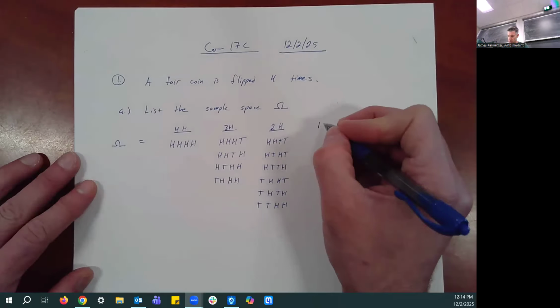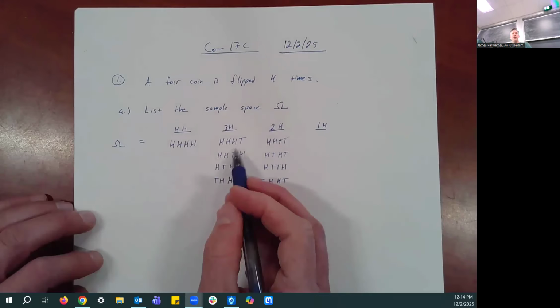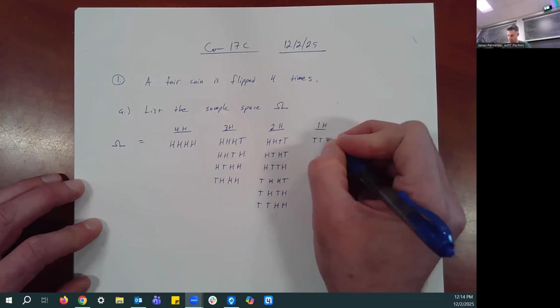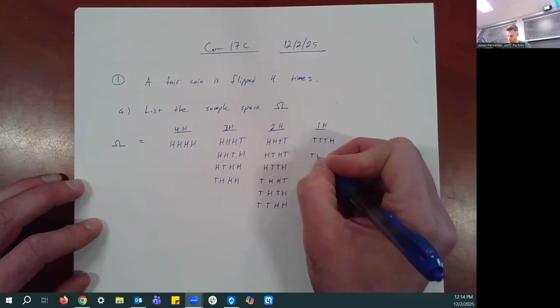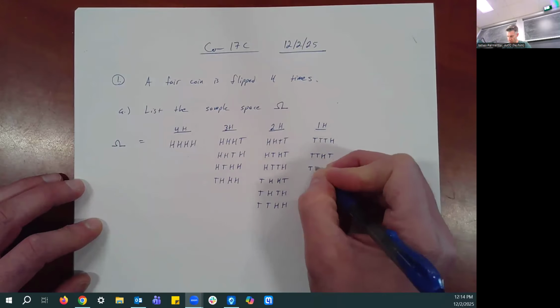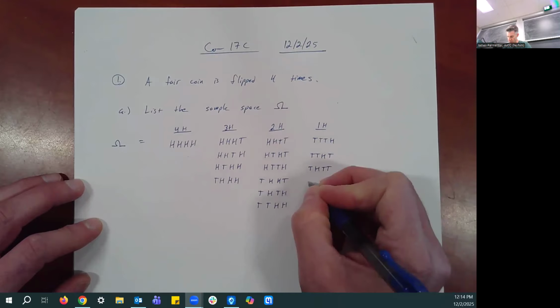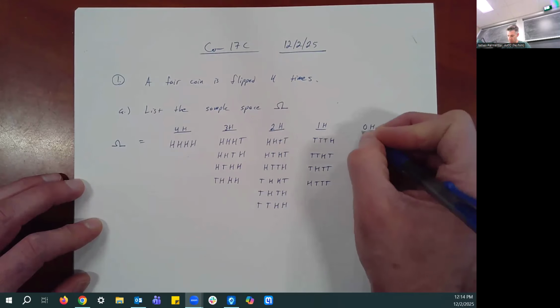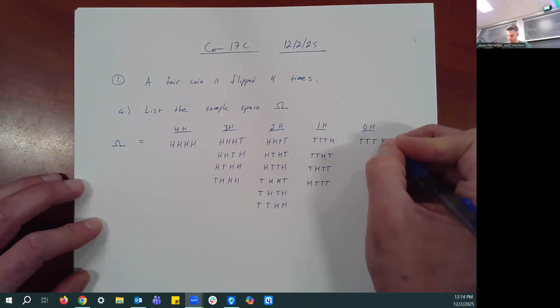One head should not be hard to figure out because it's the same as one tail. We're just interchanging the heads and tails. So it's going to be tails, tails, tails, heads, or tails, tails, heads, tails, or tails, heads, tails, tails, or heads, tails, tails, tails. And finally, 0 heads, that's going to be all tails.